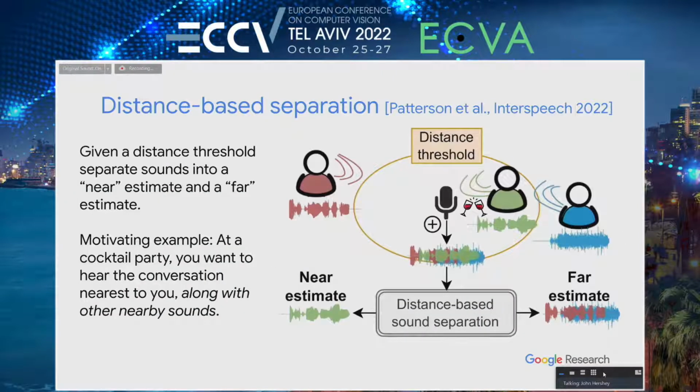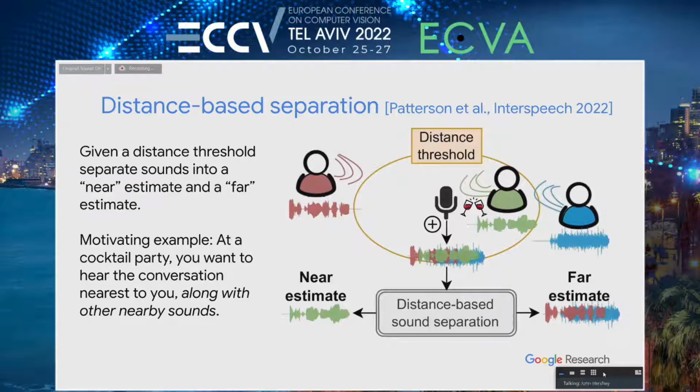For distance-based separation, we want to make that distinction between what's preserved and what's rejected in a different way. This idea was actually inspired by my dad. I took him out to dinner, and he asked me, why can't I get a hearing aid that just preserves the sounds that are at my table and blocks all the sounds from other people in the restaurant or other things in the restaurant?